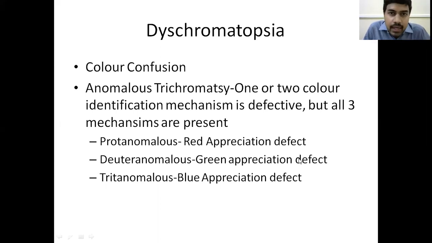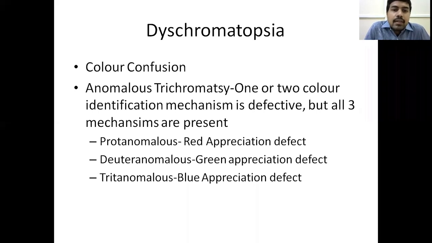So here again to clear, this is a color confusion. Color confusion means the person can recognize all the three colors, red, green, and blue, but one particular color he is confused about. So if you show him a red pen, he might be telling it to be green. If you show some other object, a green color object, he might be telling it to be red. So he's not perfect in identifying. He can identify all the three colors, red, green, and blue, but he's not perfect in that. He's confused. He says red for green, green for blue, like that he says.